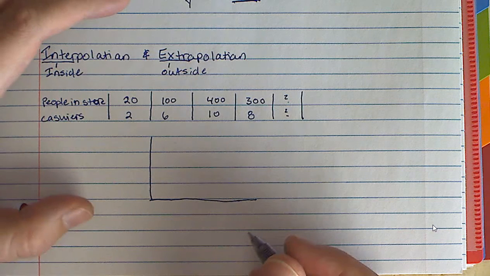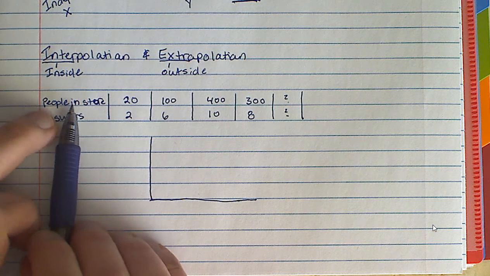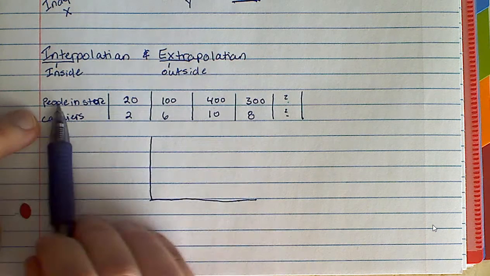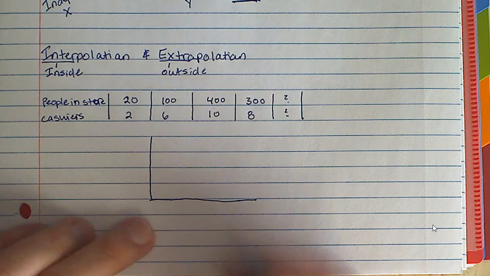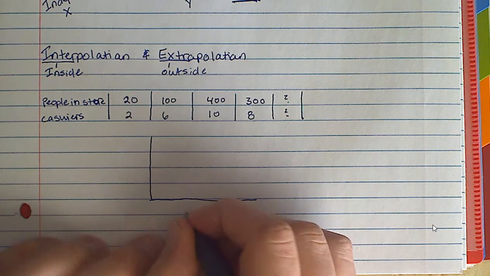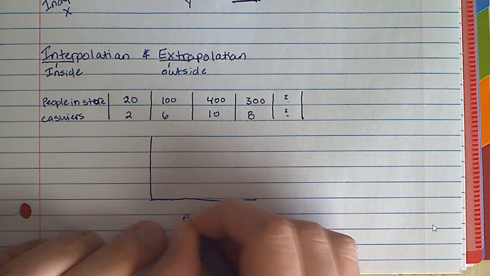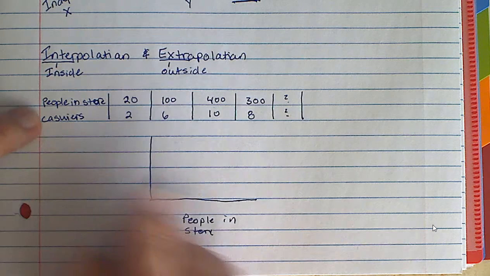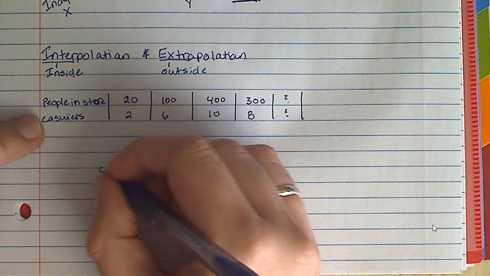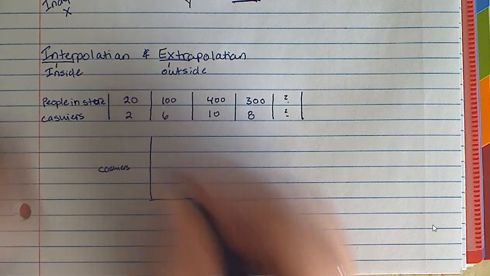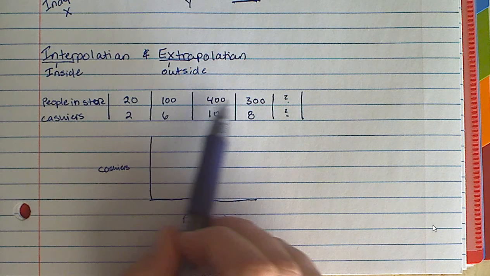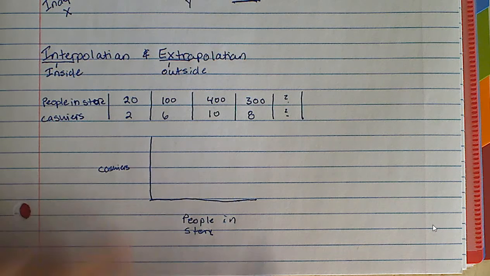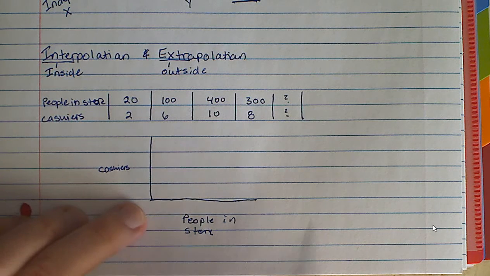Sure. So when you do this, does what's on top go on the x-axis or on the y-axis? What goes on top goes on the x-axis. So I'm going to label my x-axis people in store. And what's on bottom goes on the y-axis, cashiers. I have to be able to go from 20 up to 400. So what should I count by? 20s is going to take me super far out, so I'm going to count by 100s.